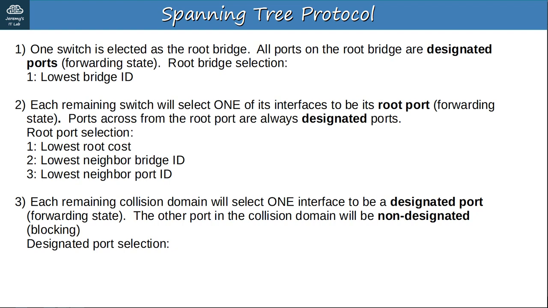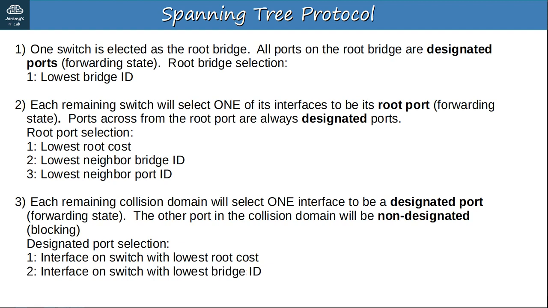Then, finally, each remaining collision domain will select one interface to be a designated port, and the other port will be non-designated. The interface on the switch with the lowest root cost will be designated. If that's a tie, the interface on the switch with the lowest bridge ID will be designated. And then the other interface will be a non-designated port in a blocking state.